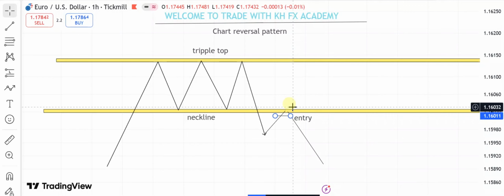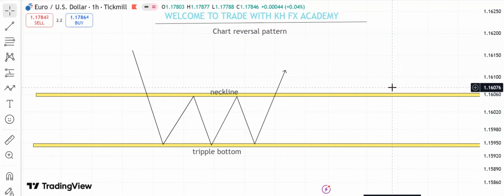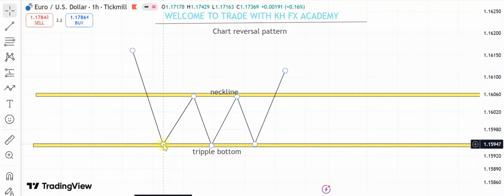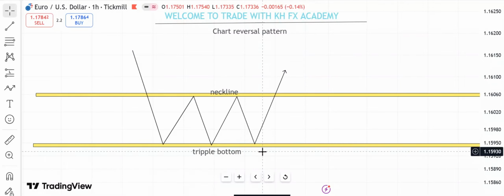Number 6, we have the triple bottom. That's a reverse case of this triple top. We have triple bottom. That's a reverse case of the double bottom. And if you watch, price tests support here 3 times. This is the first one, second one, third one, and it couldn't break below. It refused to break below.